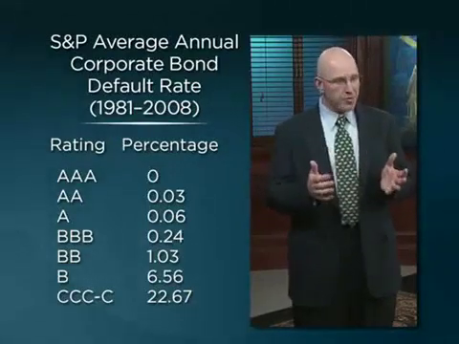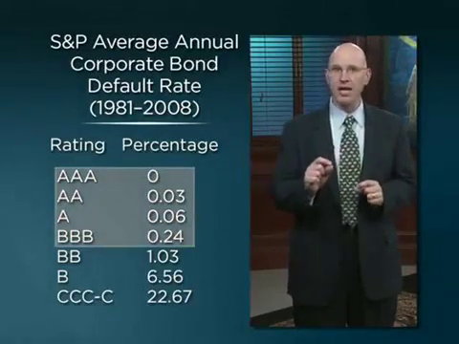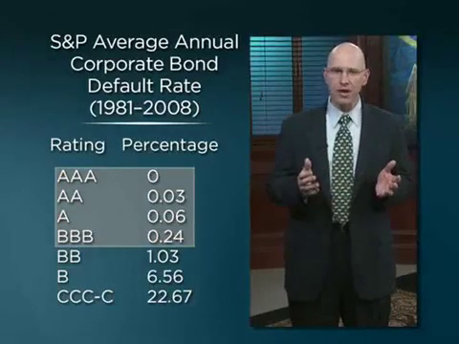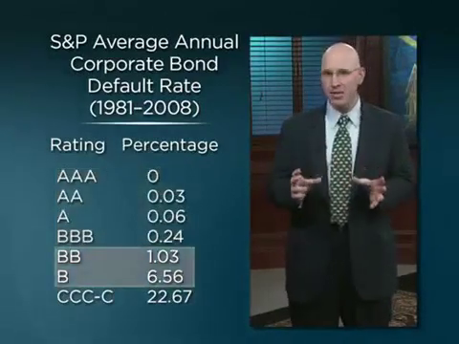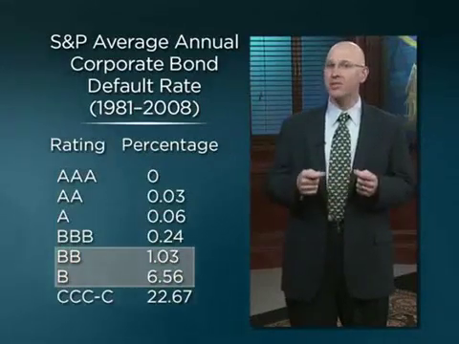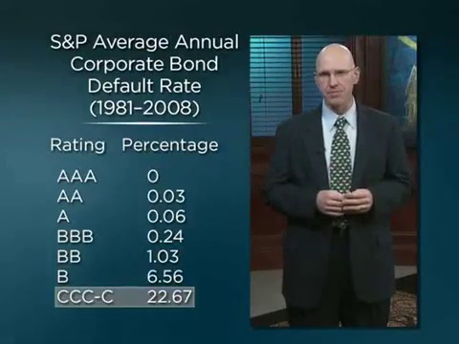Notice that the annual probability of default runs from virtually 0 to only 0.25% for the investment grade bonds over this period. But the annual default rate jumps up to between 1 and 10% per year for bonds in the BB and single B range. And then it jumps up to over 20% per year for bonds in the C range.